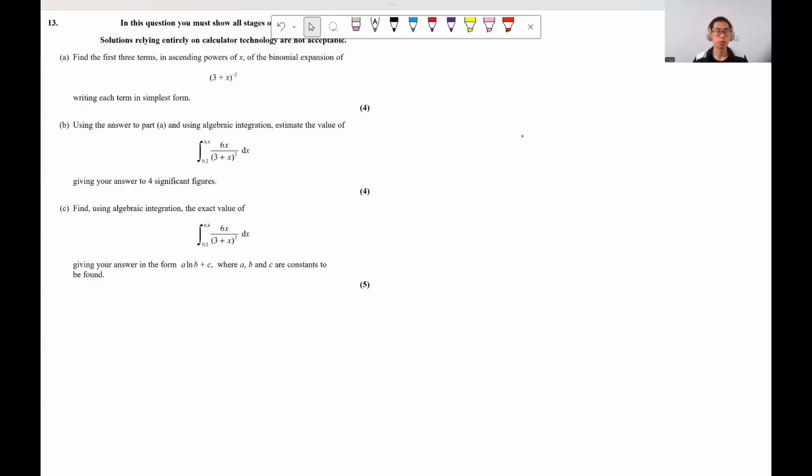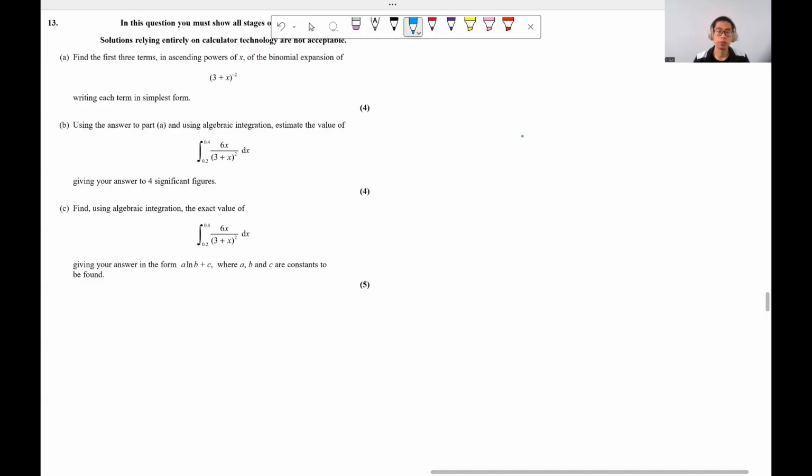Okay, question 13. Part A is a binomial expansion, and then part B is to use part A to estimate the integral, and then part C we need to actually integrate it to find the exact value. Okay, let's try part A first.